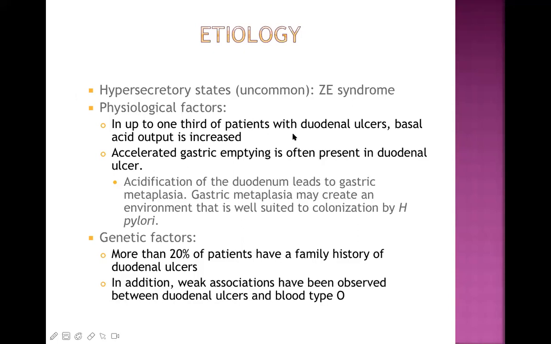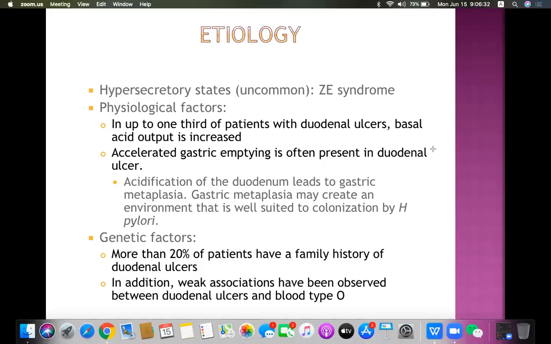Physiological factors. Some individuals can produce a large amount of acid. So that's why it is called a physiological factor. The basal acid output itself is increased in some individuals. In them, there is a higher chance of ulcer formation. Up to one-third of people are like that. Another factor is accelerated gastric emptying. Now see, in both these situations, what is happening? More acid is produced, and all that acid is going towards the first part of the duodenum.